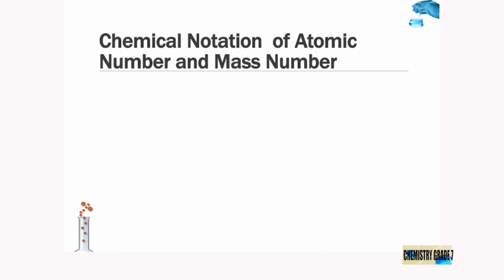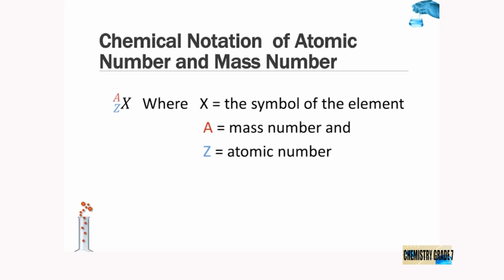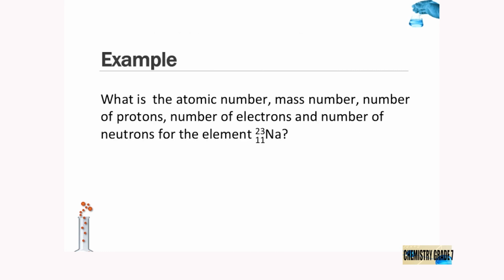The chemical notation of atomic number and mass number: A, or mass number, is on the top left of the symbol of the element. Z, or atomic number, is on the bottom left of the symbol of the element. For example, what is the atomic number, mass number, number of protons, number of electrons, and number of neutrons for the element 23 sodium?